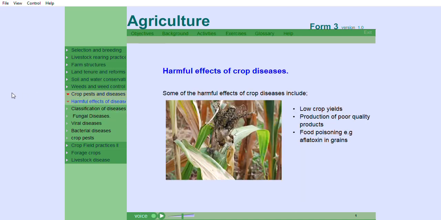Harmful effects of diseases. Some of the harmful effects of diseases include low crop yields, production of poor quality products, food poisoning, for example, aflatoxin in grains.